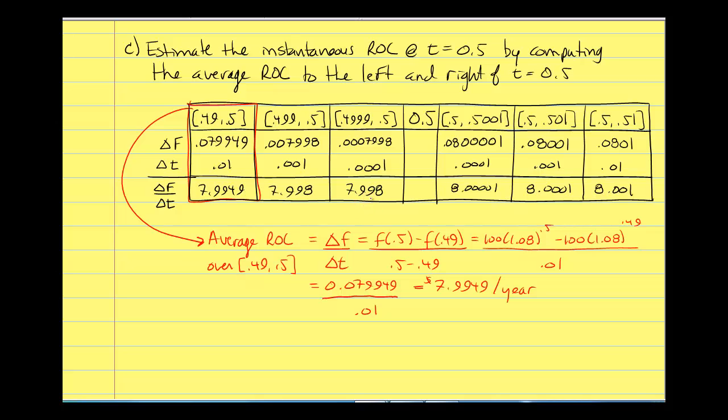Now from the right, I'm looking at intervals that are slightly larger than 0.5. So I'm going 0.5 to 0.51, 0.5 to 0.501, etc. And I'm doing the same thing over and over again for all of these. I'm looking at the change in position over the change in time. Now from the left, you can see that I'm getting closer and closer to $8. From the right, you can see I'm getting closer and closer to $8. So my estimate of the instantaneous rate of change at 0.5 years is $8 per year again.